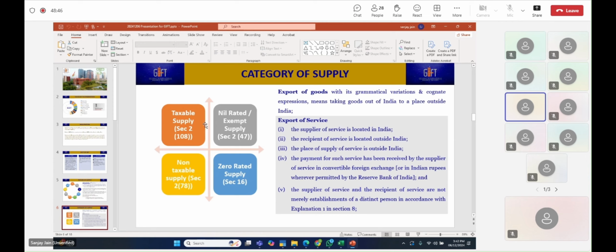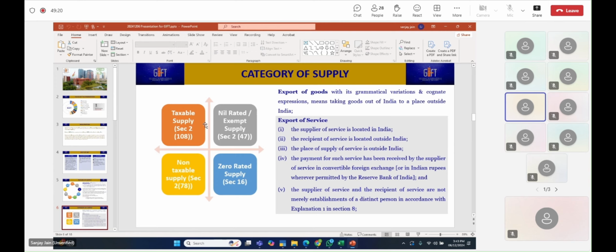For place of supply, you also have to read Section 12 of the IGST Act. Sections 10 to 13 are for place of supply. Section 10 and 11 are for goods: 10 is for domestic supply, 11 is for international import and export. Similarly, Section 12 is for domestic supply of services. Section 13 is international supply of services, where one part is outside India and one is in India.